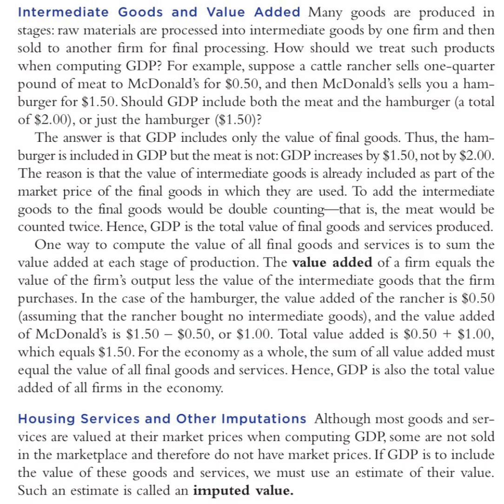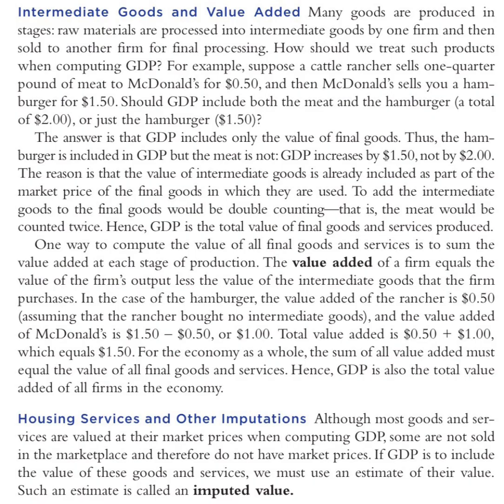For example, say a quarter pound of meat is sold to McDonald's, and McDonald's sells you a hamburger for $1.5. Should GDP include both the meat and the hamburger, for a total of $2, or just the hamburger at $1.5? The answer is that GDP includes only the value of final goods. So the hamburger is included in GDP, but the meat is not. GDP is increased by $1.5, but not $2.